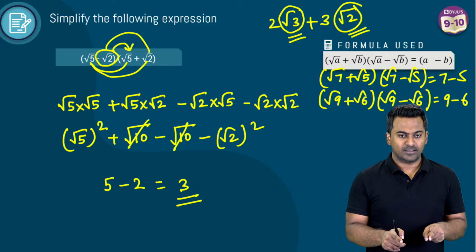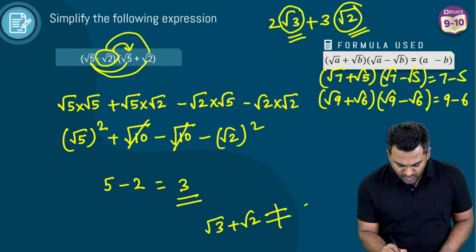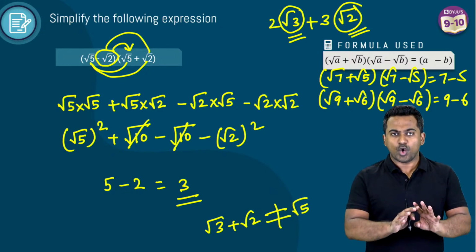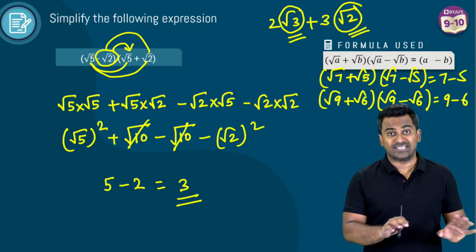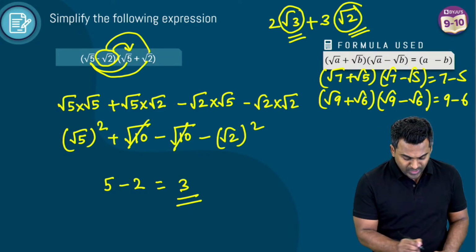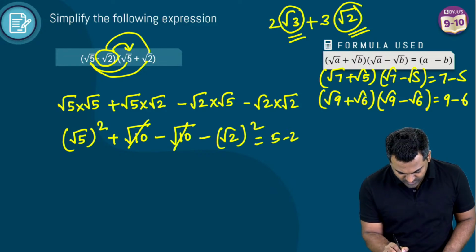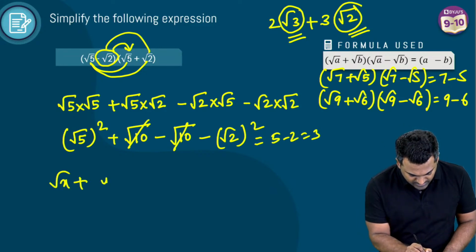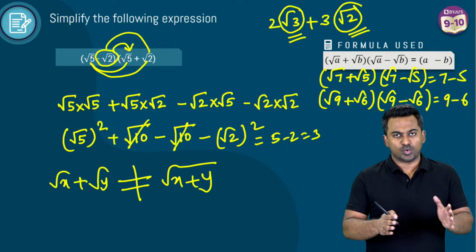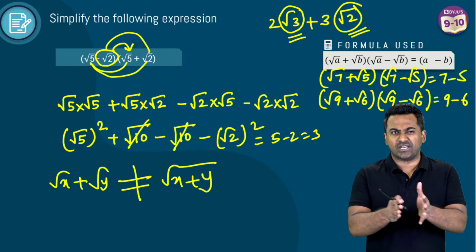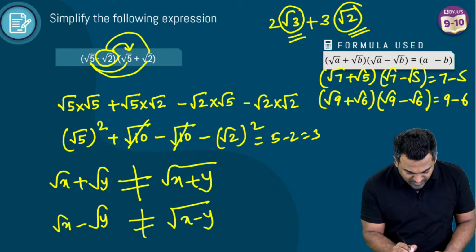Is that clear? Because root 3 plus root 2 is not going to be equal to root 5. Things don't work this way when you're dealing with irrational numbers. Let me write that down here. Please remember this. Root x plus root y is not equal to root of x plus y. You can't combine the roots for addition and subtraction signs. Root x minus root y is not equal to root of x minus y.